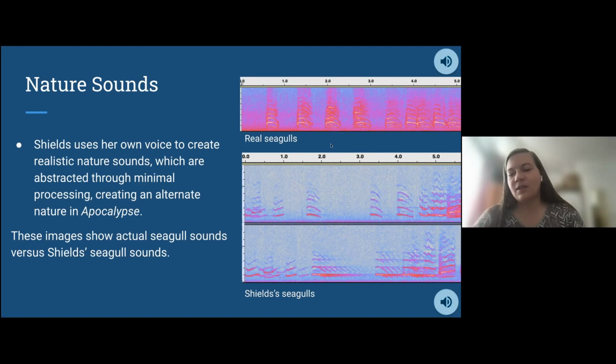What I like about Shields' seagulls as well is that there's really nothing in the background, so it becomes quite eerie, because as you'll hear in the real seagulls, you can't have seagulls without other sounds in the background. So I'll first play the real seagulls.